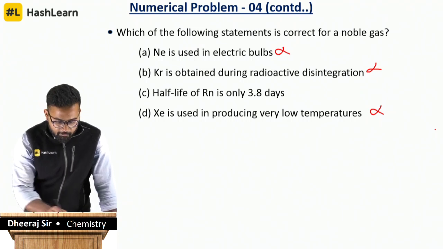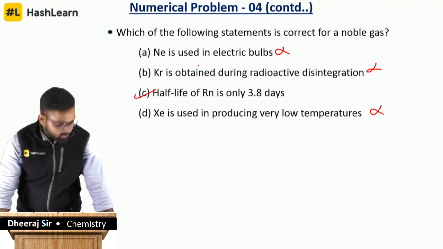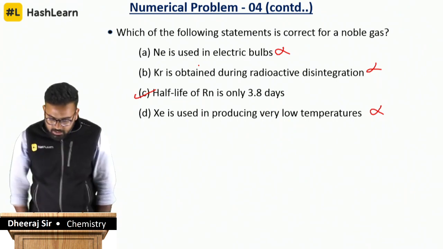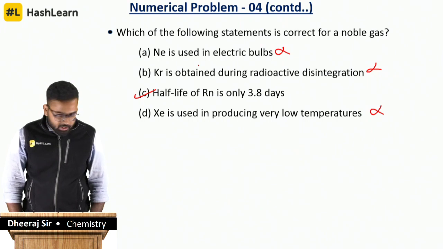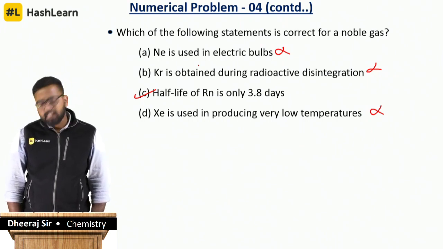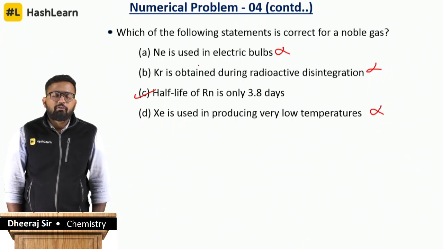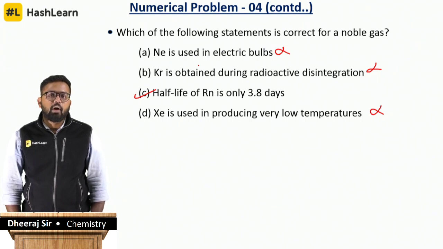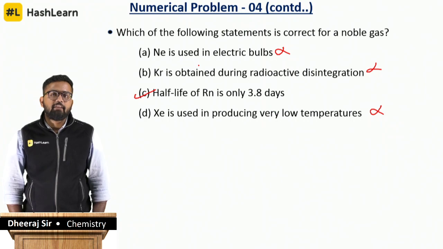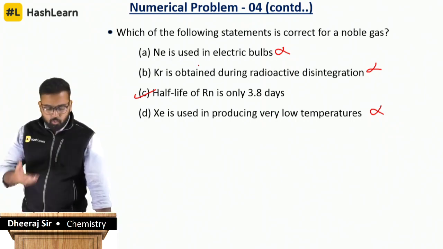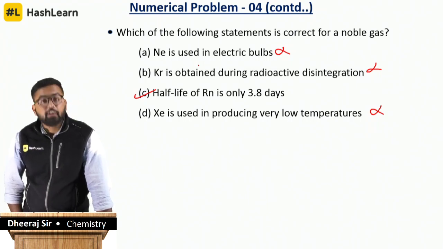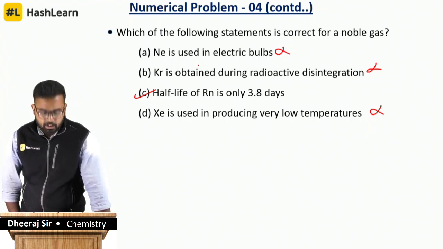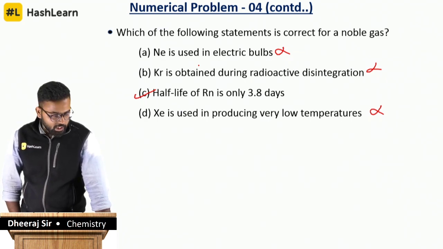So the option is half-life of radon is only 3.8 days. I want you guys to know that 4C is the answer. So among the given options, which is the right answer? 4C, half-life of radon is only 3.8 days. Yes guys, if you take, let's say, X kg of radon, the time period needed for X kg of radon to disintegrate itself to half of the initial amount would be around 3.8 days. So that's a really short half-life. Radon is one of those elements which has a really short half-life of around 3.8 days. So half-life of radon is only 3.8 days is the right answer.